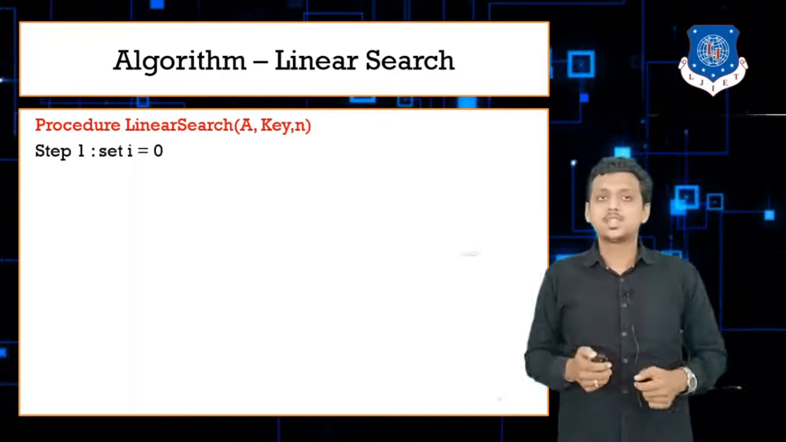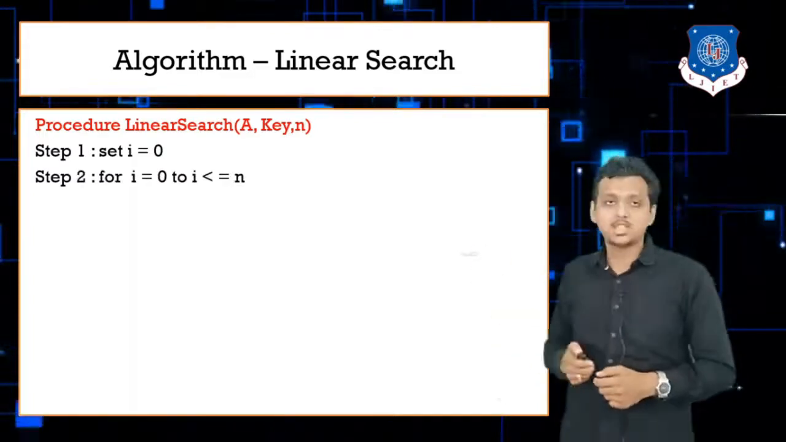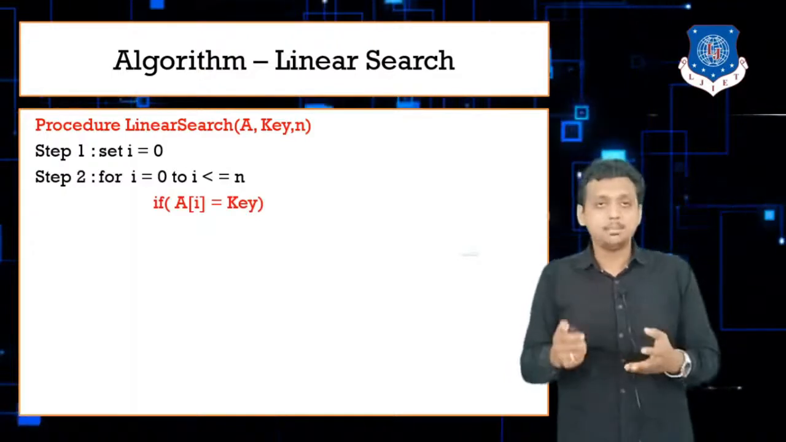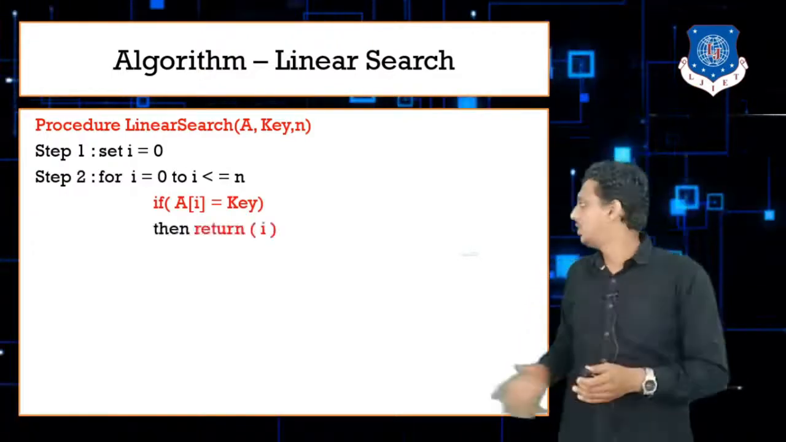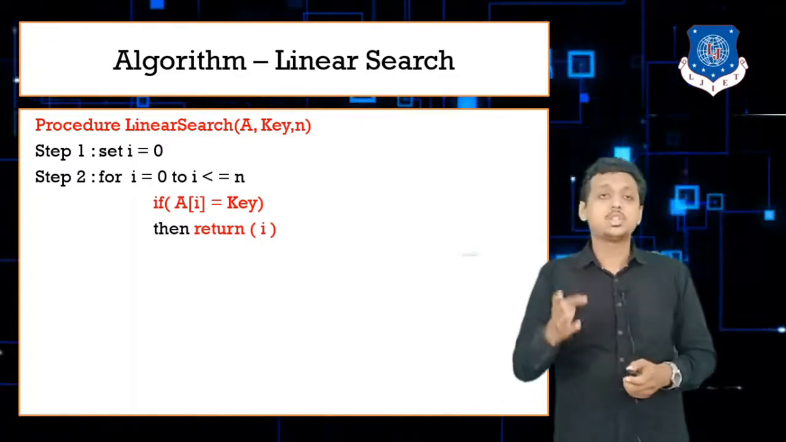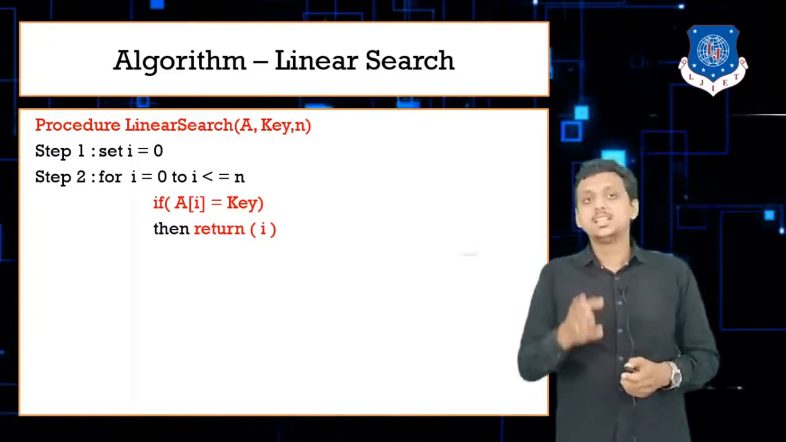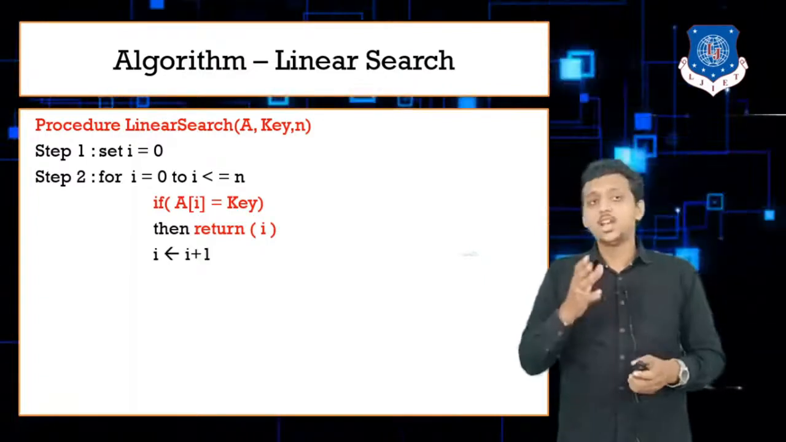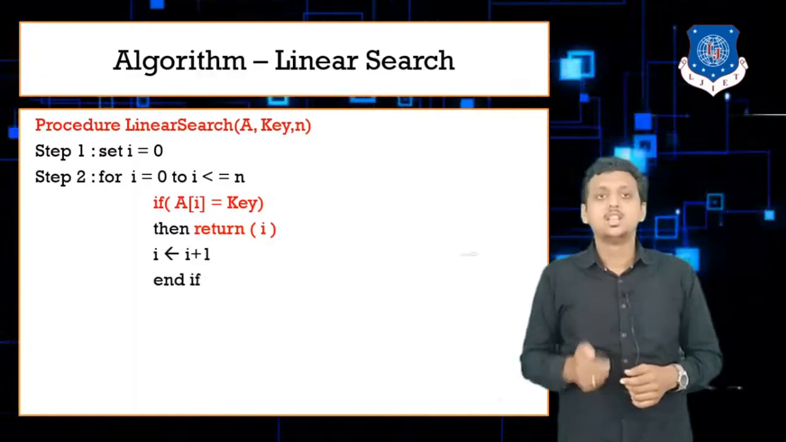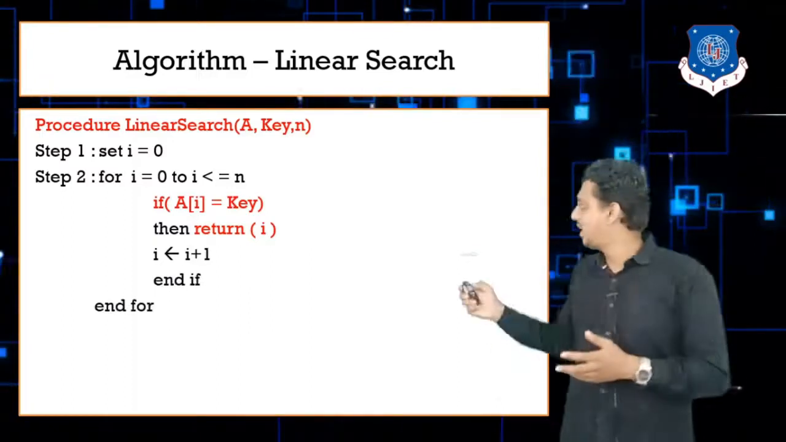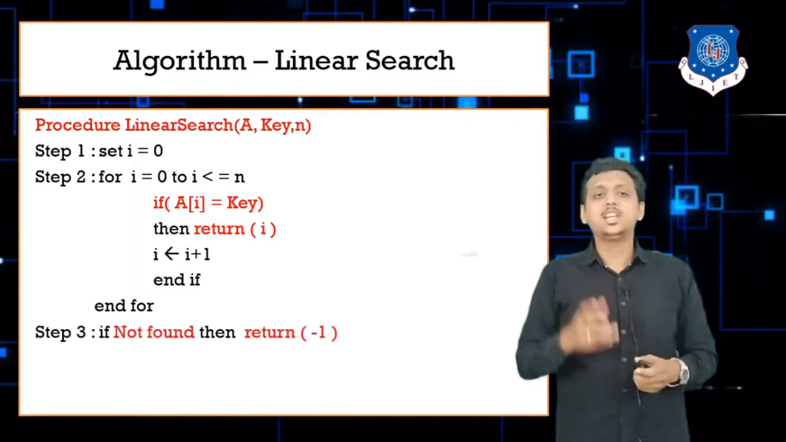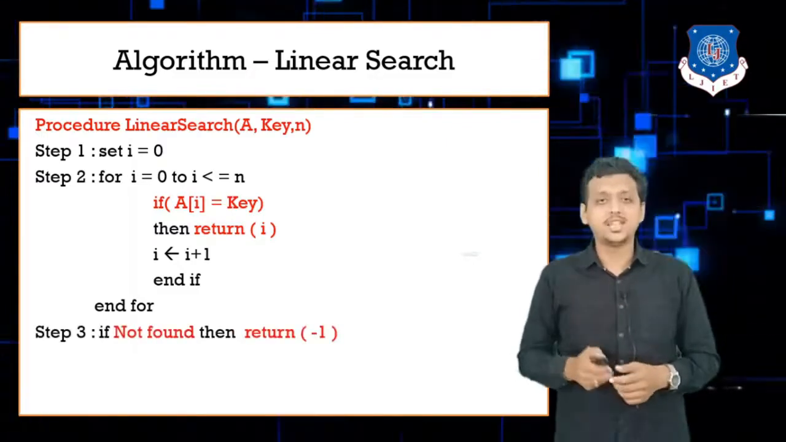So what are the steps? Step number 1, first I must be at 0. So for I is equal to 0, I less than n, I plus plus. But this is an algorithm or pseudo code, so I can write it like this. If A of I is equal to my key, then I should return I, and otherwise I need to increment the variable I. This is the end of the if, end of the for. Suppose the element is not found, then I should return minus 1.